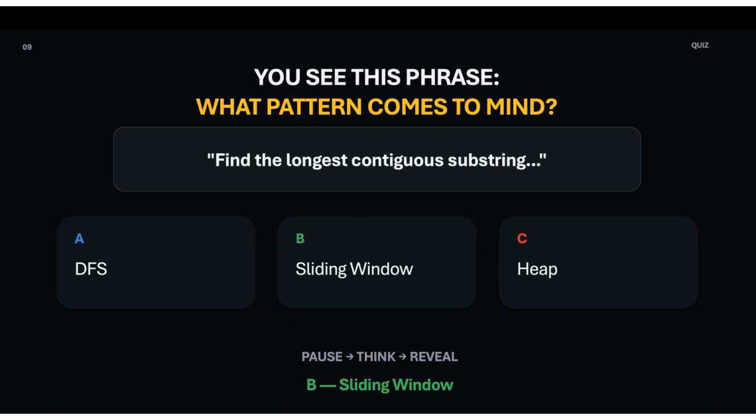Now let's test your pattern recognition. Imagine the problem says find the longest contiguous substring. What pattern comes to your mind? DFS, sliding window, or heap? So the answer should be sliding window. Sliding window is one of the first patterns you should consider when you see problems involving contiguous ranges, especially when you're looking for the longest or shortest range. And that's exactly the skill we are trying to develop.